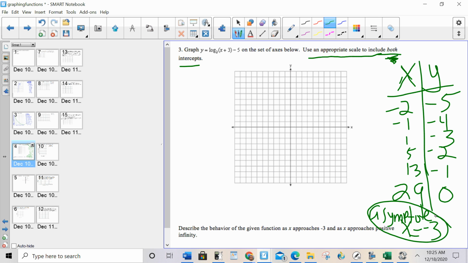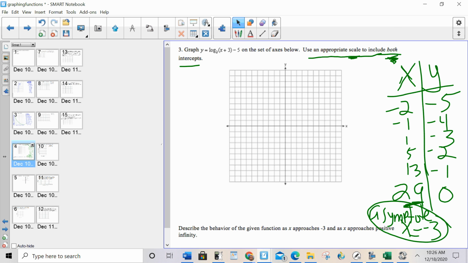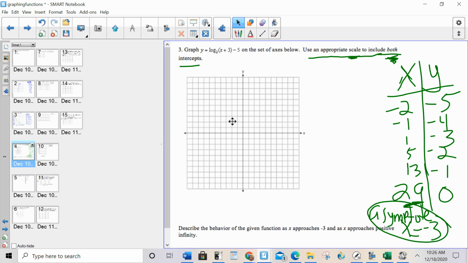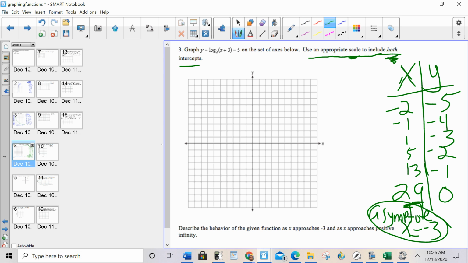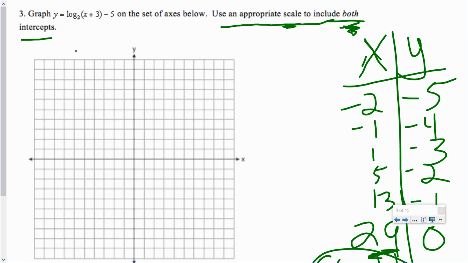Now, it says to use an appropriate scale to include both intercepts. Since I've got to plot 29, 0, my scale is not going to go by 1s, but I'm thinking to go by 3s. If I go by 3s, then it becomes 30 instead of 10, and that will fit. So that is what I'm going to do. So I'm going to go by 3s.